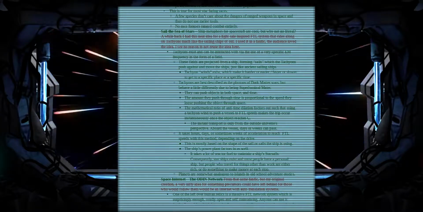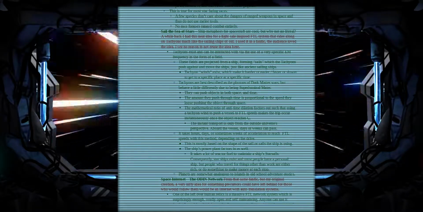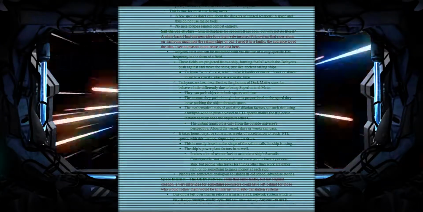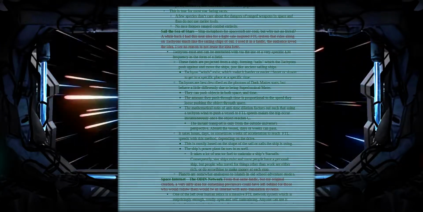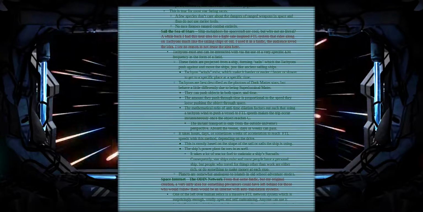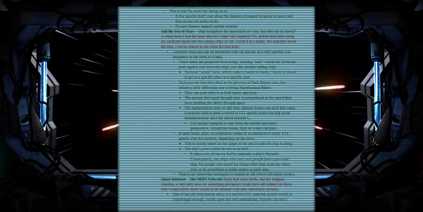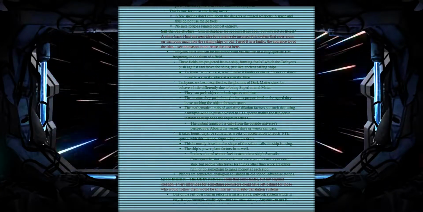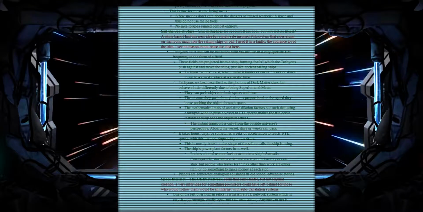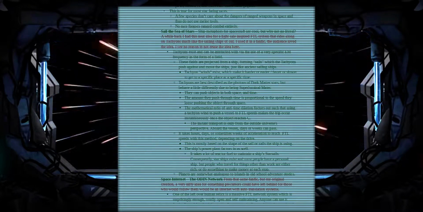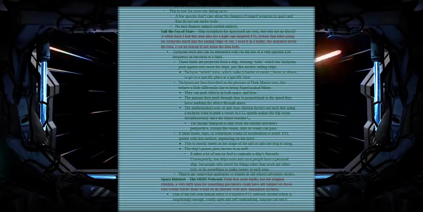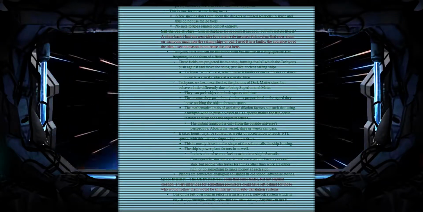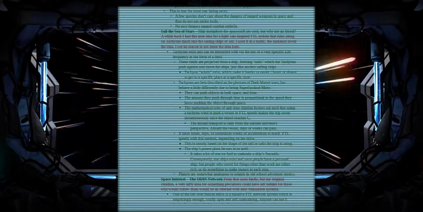Now, tachyons are best described as the photons of dark matter stars, but they behave a little differently due to being superluminal matter. They push objects in not only space, but also time. The amount that they push through time is proportional to the speed they lose pushing the object through space. The mathematical ratio of this anti-time dilation factors out such that using a tachyon wind to push your vessel to FTL speeds will make the trip occur instantaneously once the object reaches sea.